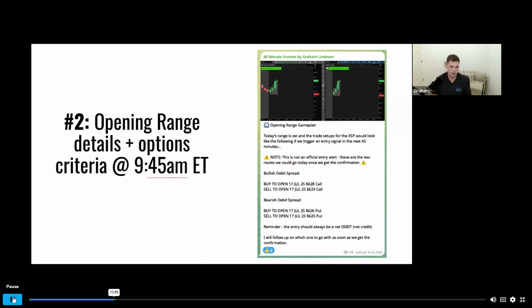And then at 9:45 every morning, you get the opening range game plan, which gives you the options criteria of which way we could trade. Again, we're not taking both. It's just here's what it is if we're going bullish, here's what it is if we're going bearish. Now, about 90% of the time, these will be the options. Sometimes they will adjust. If we get a real crazy move, they'll have to adjust. But generally, we'll stick with the options listed.